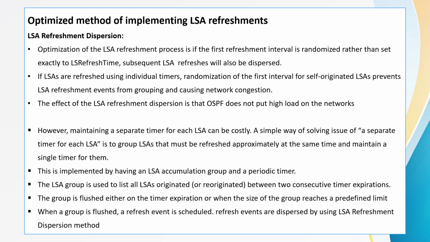An LSA group is used to list all LSAs originated between two consecutive timer expirations. The group is flushed either on the timer expiration or when the size of the group reaches a predefined limit. When the group is flushed, an LSA refresh event is scheduled. The refresh event is dispersed by the LSA refreshment dispersion methods.